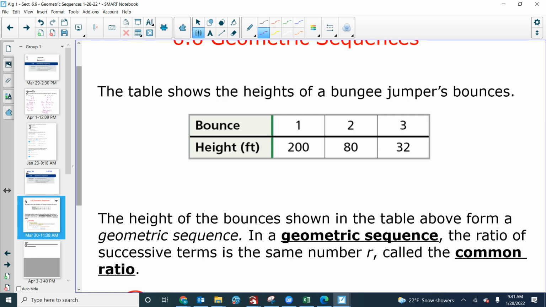Now, I can't look at that and say, well, what am I multiplying by? So here's how you figure it out. I'll write this up there. We want to work this way, and we want to divide. Since we're going the other way, so divide. So go 32 divided by 80. And then we want to check it and make sure it's right. Go 80 divided by 200. So divide those out, both of them.